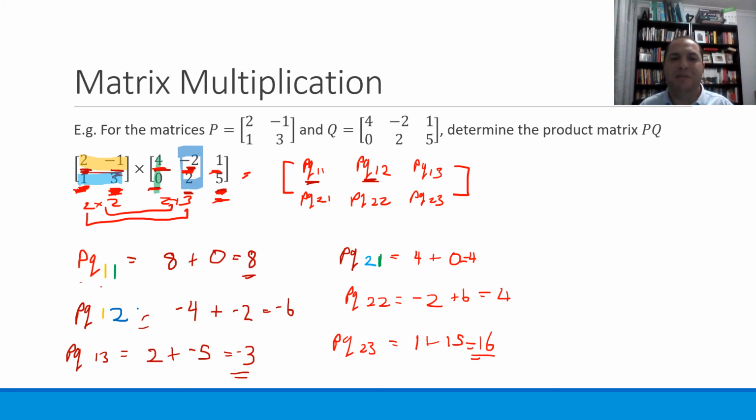And now we can just put those numbers into our original matrix. So PQ11 was an 8. PQ12 was negative 6. PQ13 was negative 3. PQ21 was positive 4. PQ22 was also positive 4. PQ23 was 16. And that's how we do matrix multiplication. A long process, a lot of the same thing over and over again, but it's always just rows times columns. And the number row and the number column you multiply together, that tells you where it fits in your matrix.